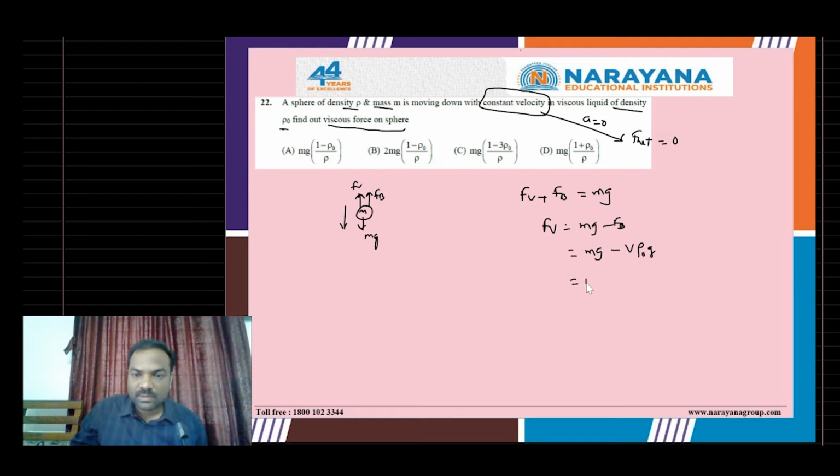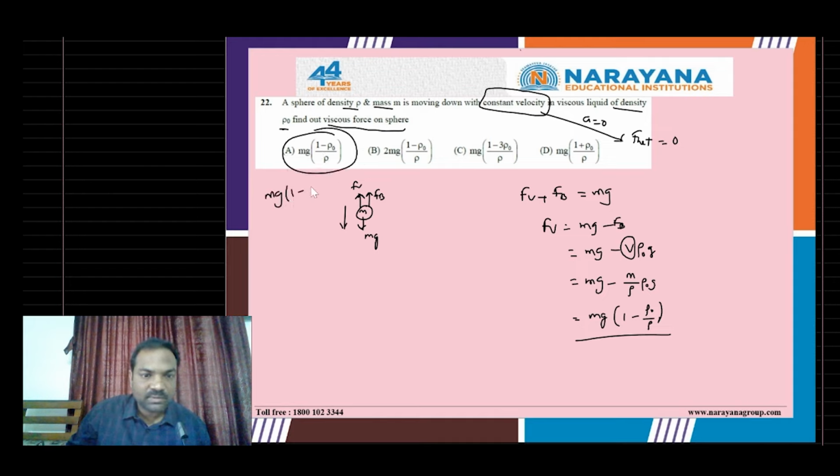But there is no volume given. Volume of the object is not given. So instead of volume, we can write mass of the object by density of the object, into rho naught into g. Then I can take the mg outside: 1 minus rho naught by rho. Let us see whether that is there or not. Yes, I think somewhere they made a typing mistake. It should be mg into 1 minus rho naught by rho. So the answer would be A.